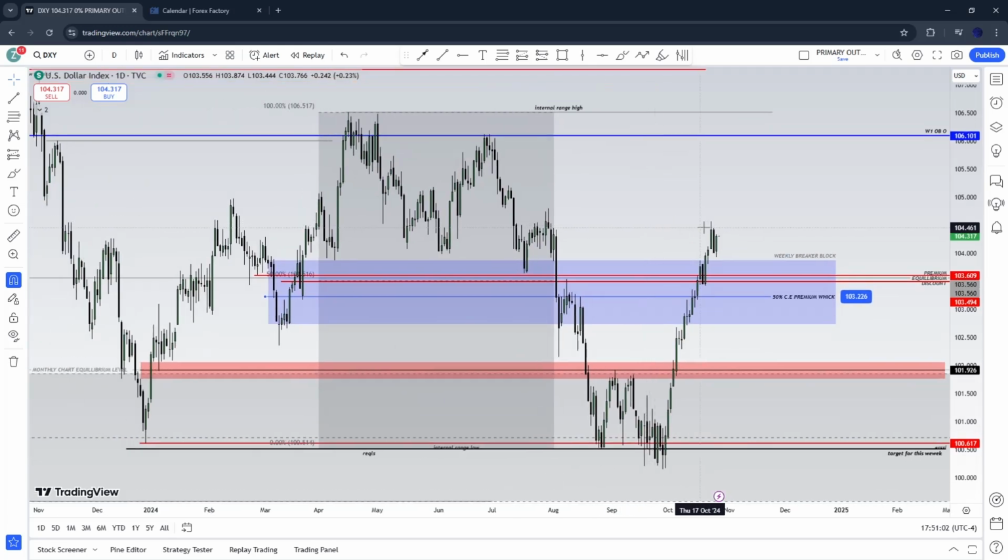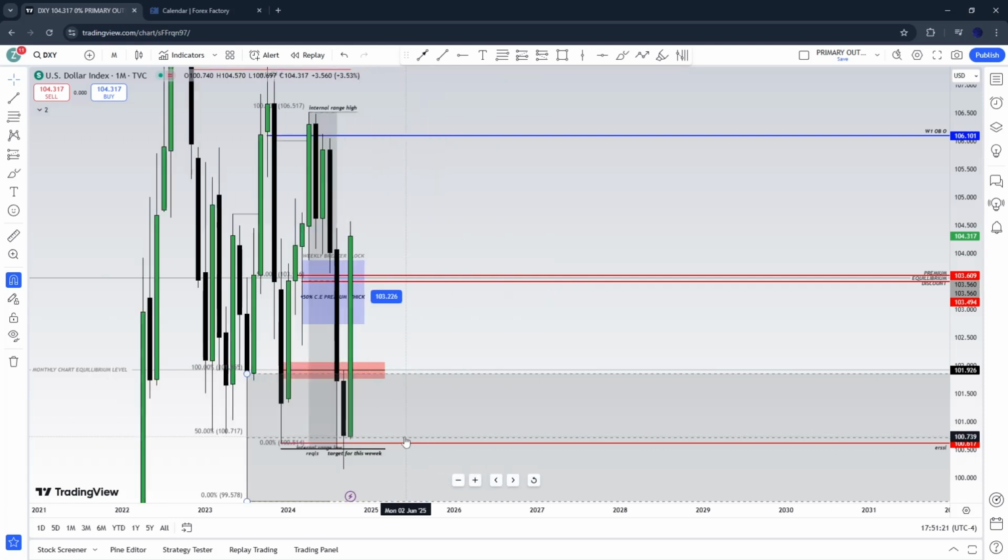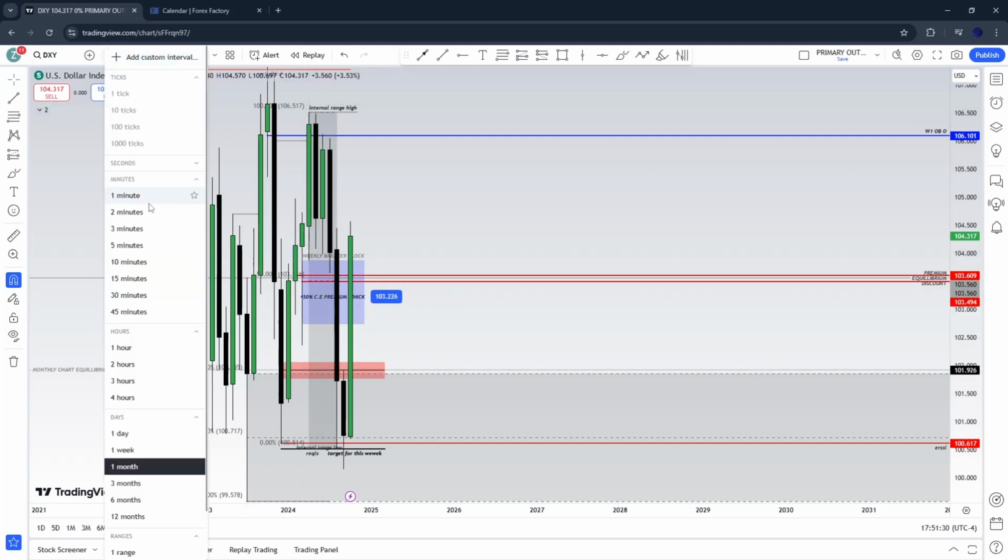And initially, the target that I had was the weekly breaker block, which has been highlighted by this blue extension, as well as the 50% or consequent encroachment of a monthly wick, if I'm not mistaken. Let's just take a look. Yeah, it's the monthly wick. So the 50% of that wick right there, the consequent encroachment, that would have been a valid reactionary zone.